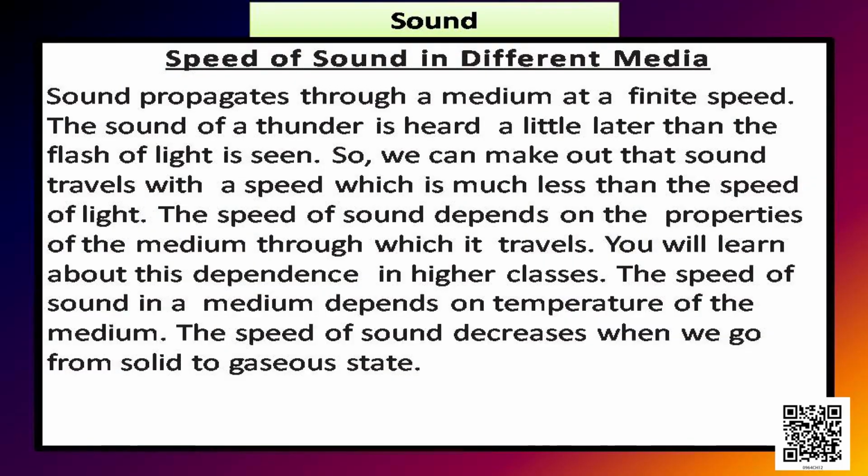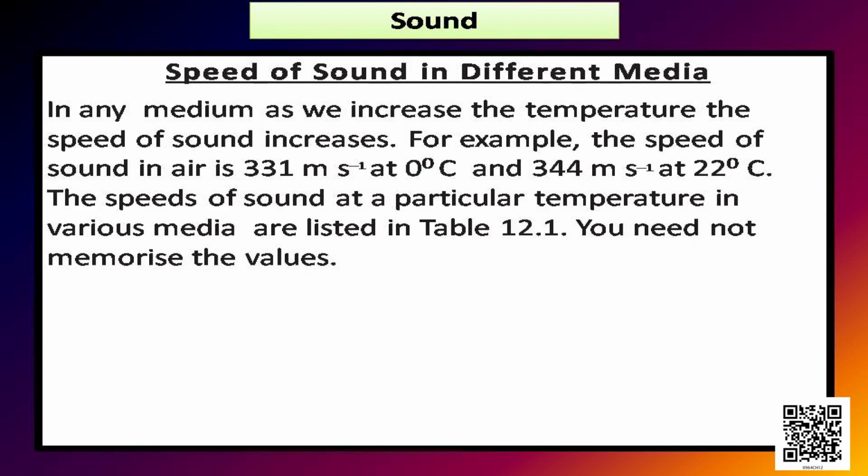The speed of sound depends on the properties of the medium through which it travels. You will learn about this dependence in higher classes. The speed of sound in a medium also depends on the temperature and pressure of the medium. The speed of sound decreases when we go from solid to gaseous state. In any medium, as we increase the temperature, the speed of sound increases. For example, the speed of sound in air is 331 meter per second at 0 degrees Celsius and 344 meter per second at 22 degrees Celsius.